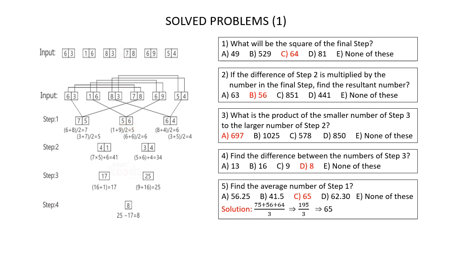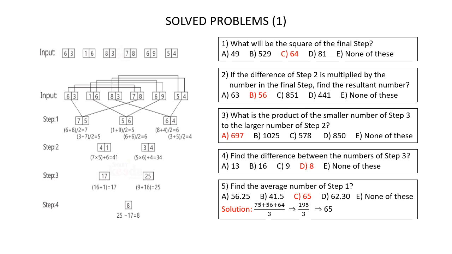And finally, the third and the sixth input numbers are connected to get the third number of step 1. So here 8 plus 4 is 12. 12 divided by 2 is 6. 3 plus 5 is 8. 8 divided by 2 is 4. So 64 is the third number of step 1. So 75, 56 and 64 are the three numbers of step 1.